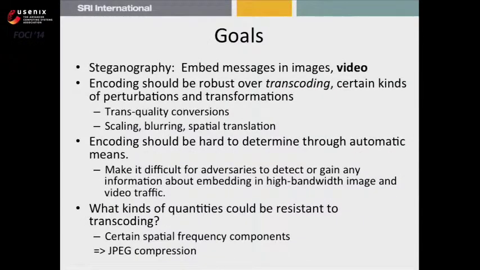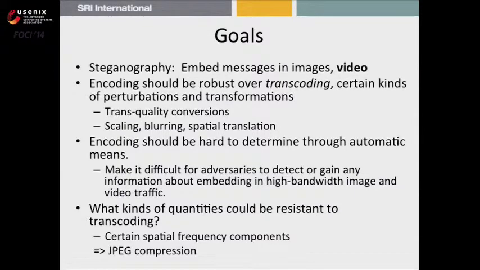So our goals: to embed messages and images in video, to make the encoding robust over certain kinds of perturbations and transformations. It's not a perfect scheme, but it does seem to resist certain kinds of conversions that you'd find on Facebook, for example. And we want the encoding to be hard to determine through automatic means. So again, not perfect, but certain properties of this particular embedding make it difficult for adversaries to get information about the embedded message.